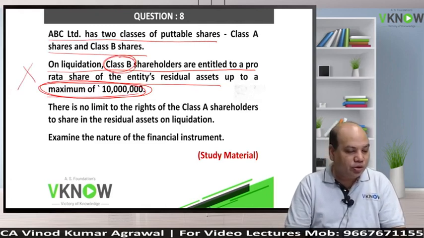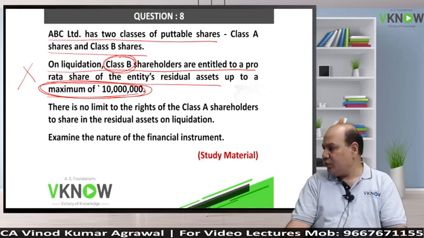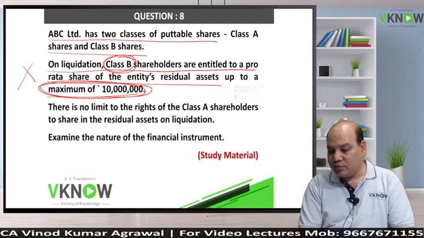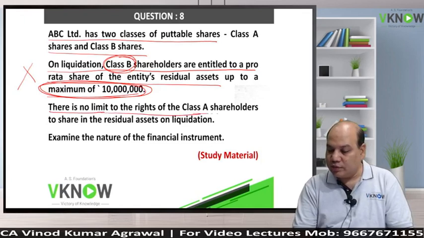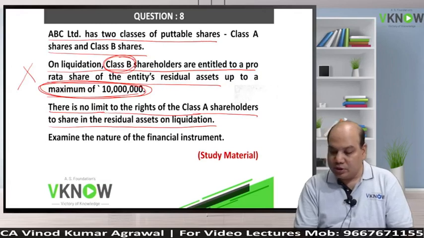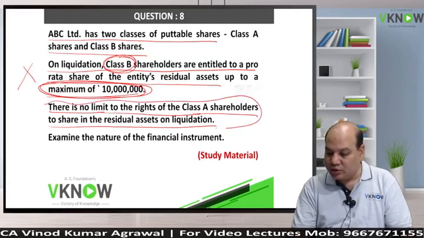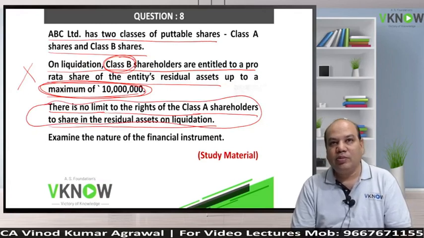So you should say no, because there is a limit on the amount they will receive on pro rata basis. If it has to be a deemed equity, there should not be limit. There is no limit to the rights of Class A shareholders to share in the residual assets on liquidation, but this Class A has no limitation. Therefore, they will be treated as deemed equity, assuming other conditions are satisfied.